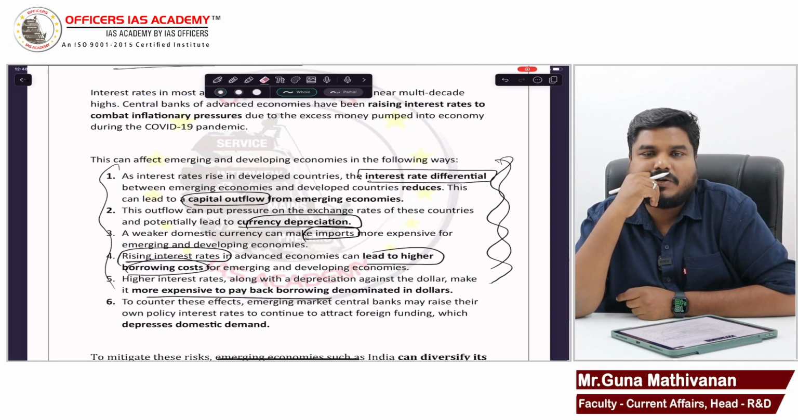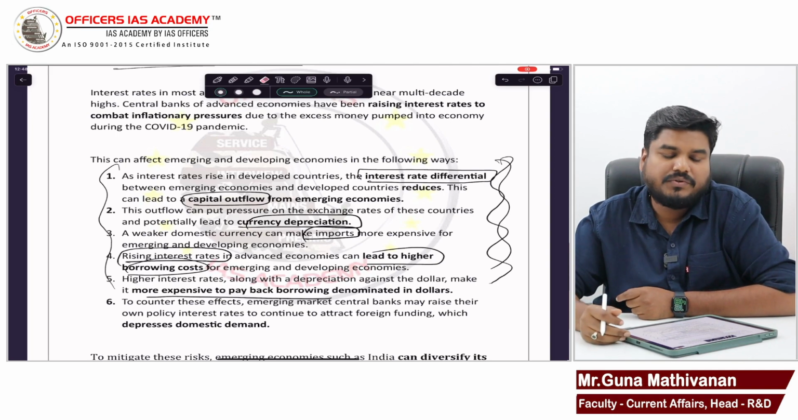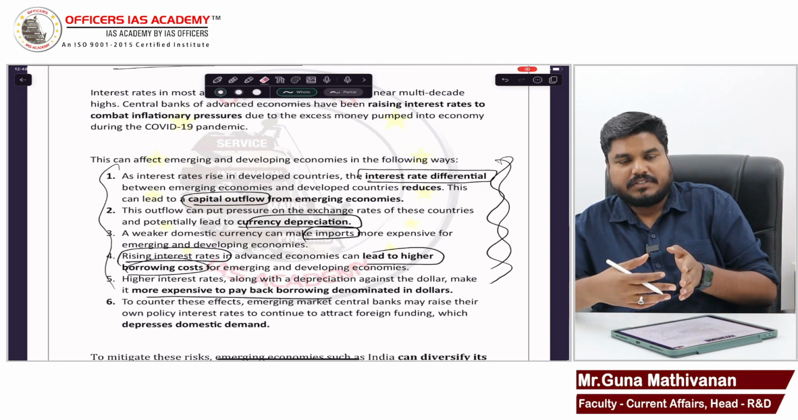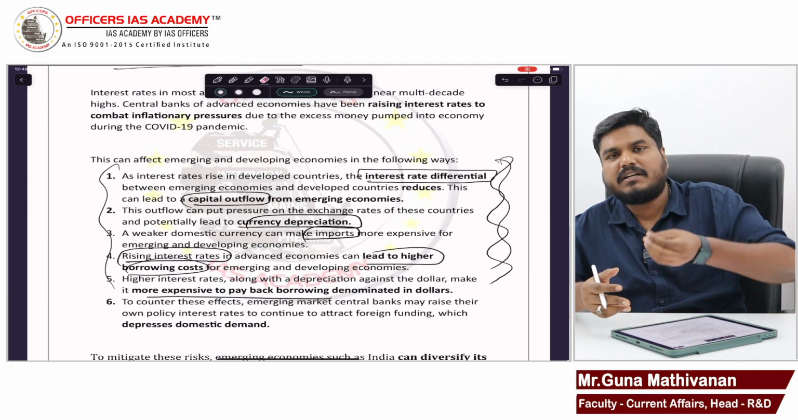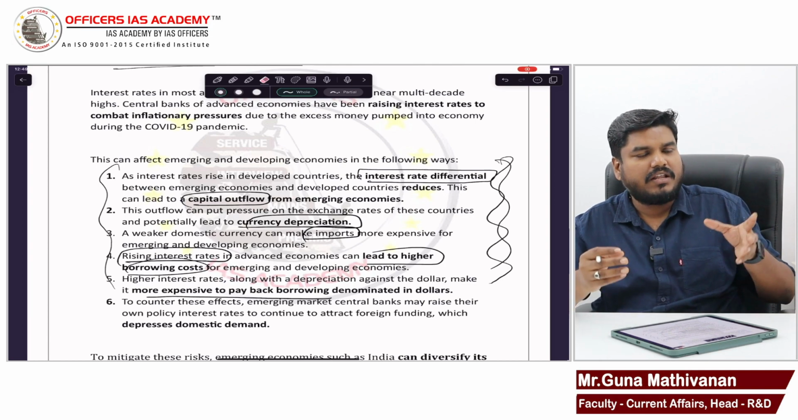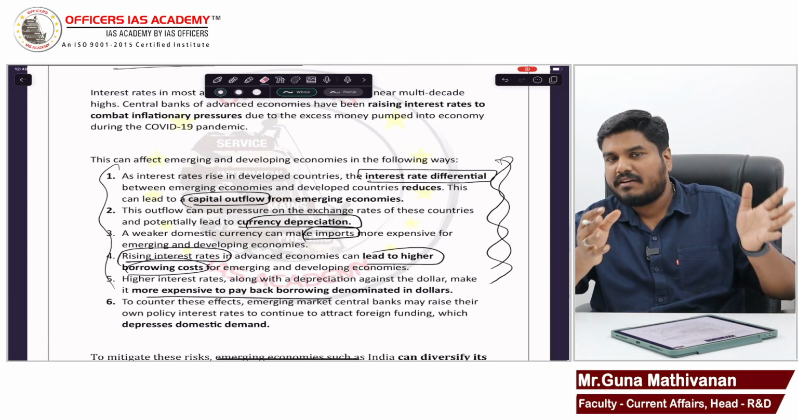So how can we conclude? So what should we do? Government should diversify the trade partners as well as investment partners. Should not depend only on America or UK or certain developed countries.